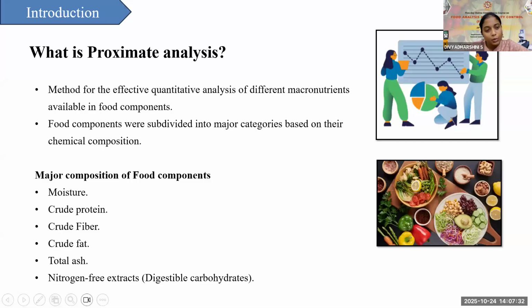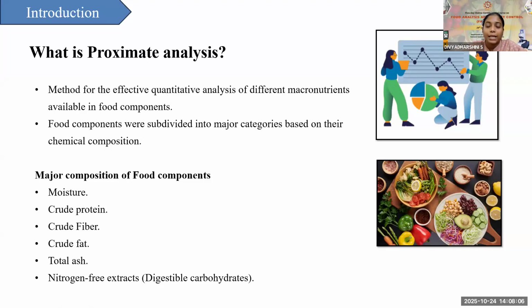So the introduction is about what proximate analysis is. This is an effective quantitative method for analyzing the different macronutrients available in a food component. For example, if you are taking cookies, various amounts of moisture will be there, and crude protein, and crude fiber. Crude means it is not a classified fiber or protein, but in terms of the extracted crude. That's why I mentioned crude protein, crude fiber, crude fat, and total ash.